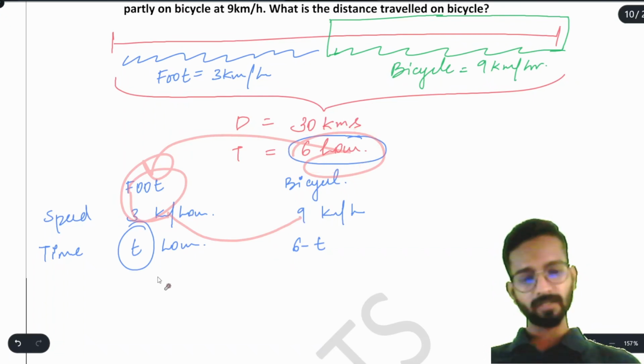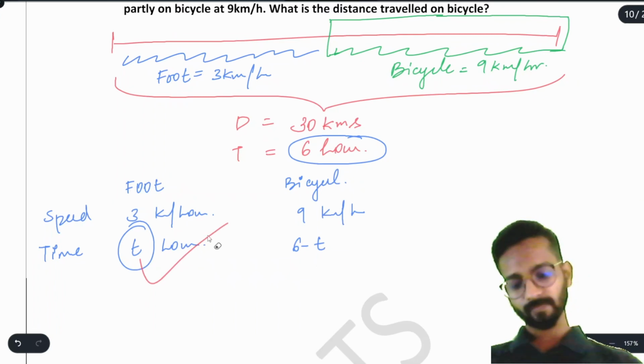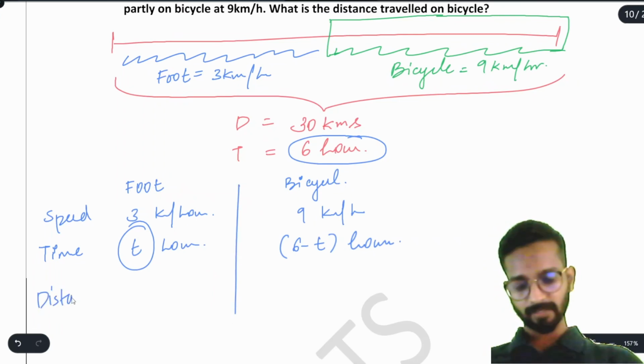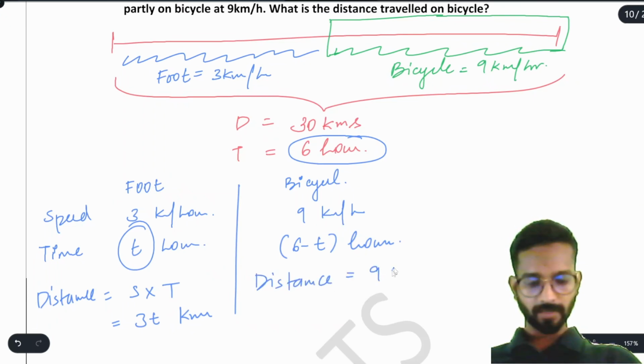For foot, if I am assuming here that for 6 hours, if I am spending t hours on foot, then on bicycle I am spending 6 minus t. Simple. Now see, 6 minus t hours. Why does it become necessary? Because now I will write here the distance traveled. We all know distance is speed into time. It will become 3t kilometers, and here distance will be 9 into 6 minus t, that is nothing but 54 minus 9t kilometers.